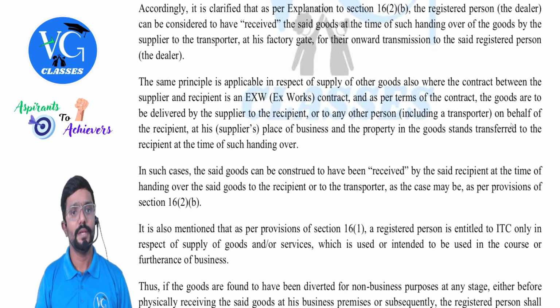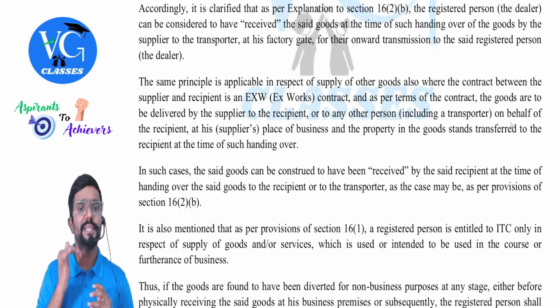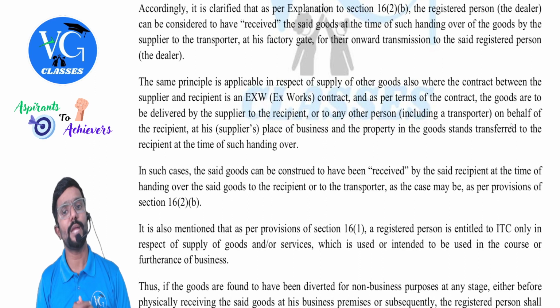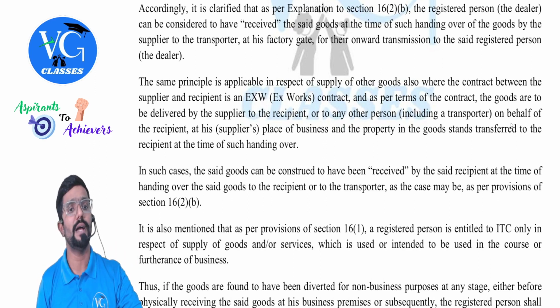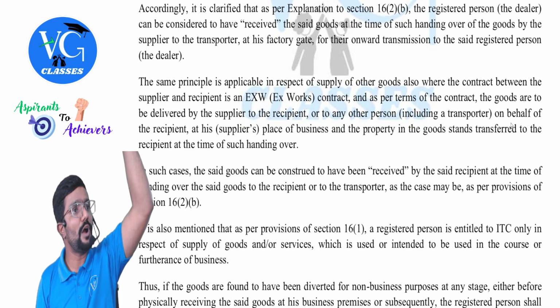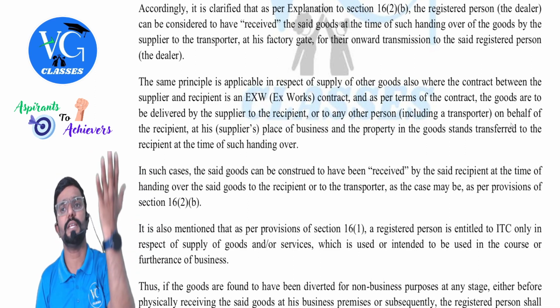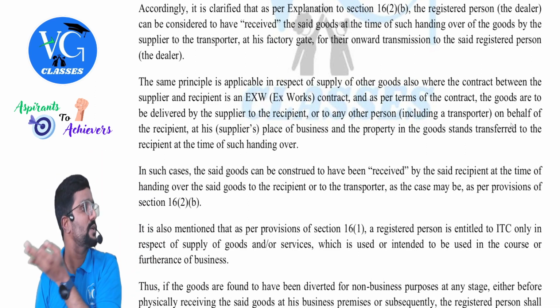Accordingly, it is clarified that as per the explanation to section 16(2)(b), the registered person, that is the dealer, can be considered to have received the said goods at the time of such handing over of the goods by the supplier to the transporter at his factory gate for their onward transmission to the said registered person, that is the dealer. The same principle is applicable in respect of supply of any other goods. We just took an example of the automobile industry. Is it applicable only for the automobile industry or any industry? Any industry, wherever it is, ex-works contract.